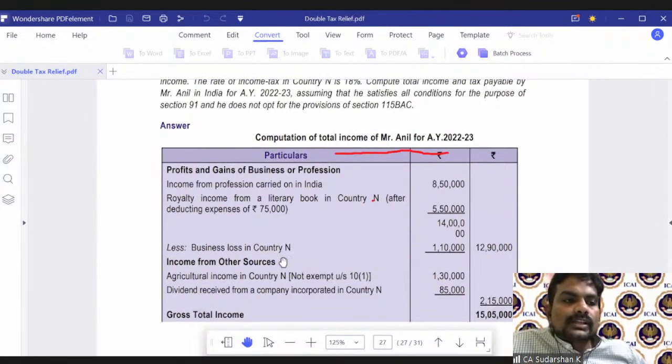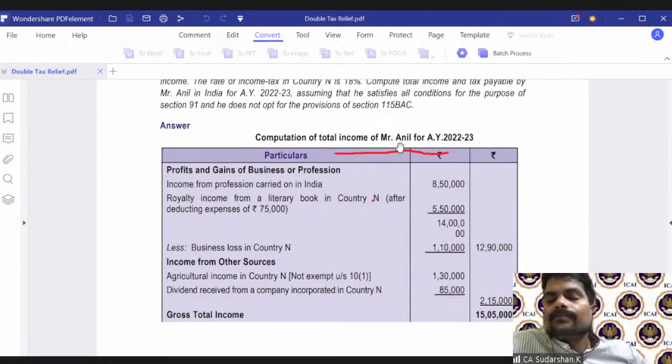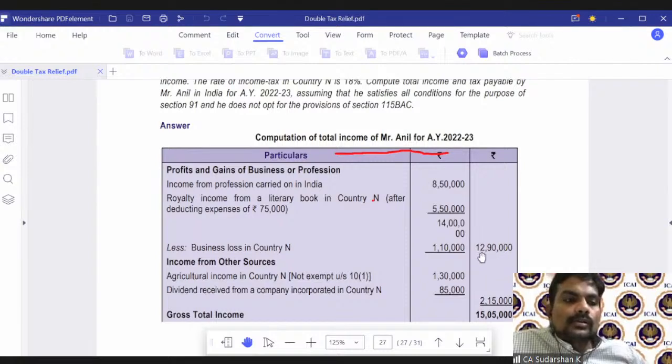And then you can also set it off with your business loss in country N, because the question says it cannot be used in the other country. So therefore, your gross income from profits, PGBP, will come to 12,90,000.